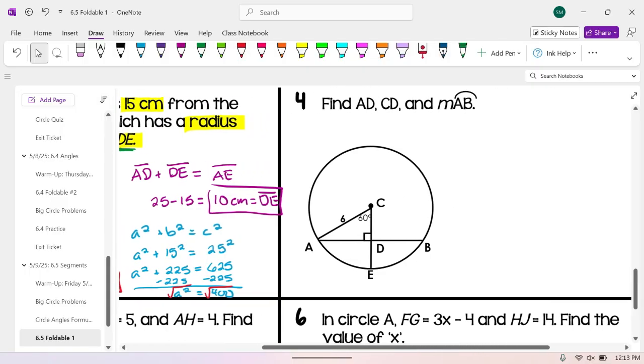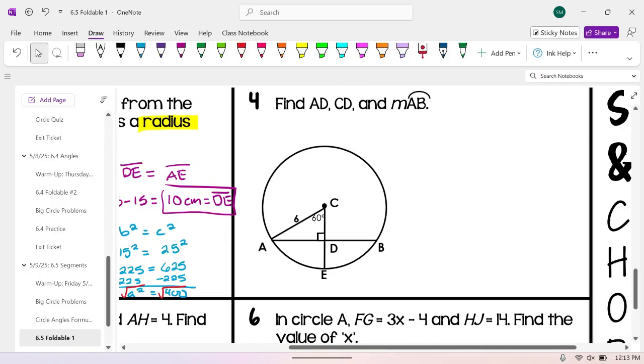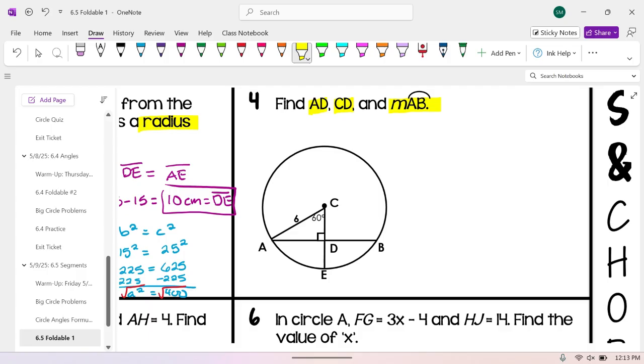All right, let's try another one. Let's look at number 4. It wants us to find AD, CD, and the measure of arc AB. Think about this carefully. What's something that they've already marked for us that could be very helpful in finding one of our measurements, Landon?